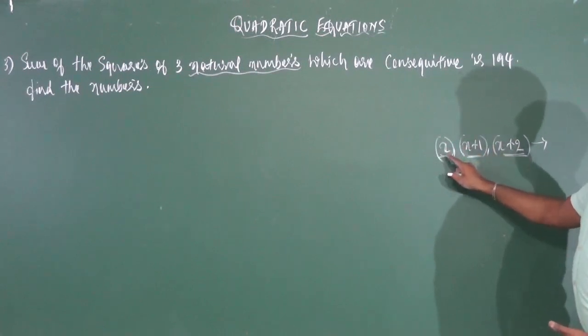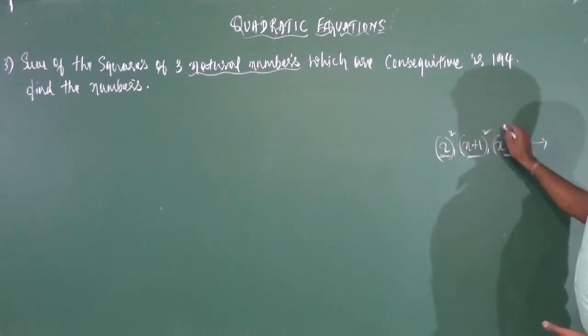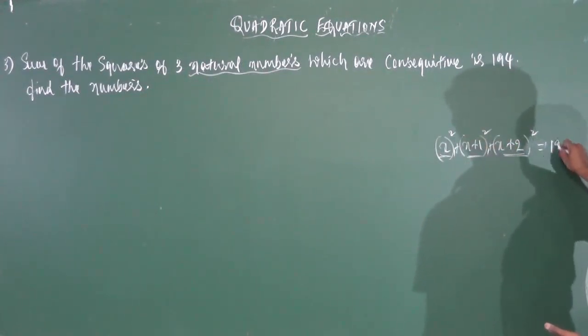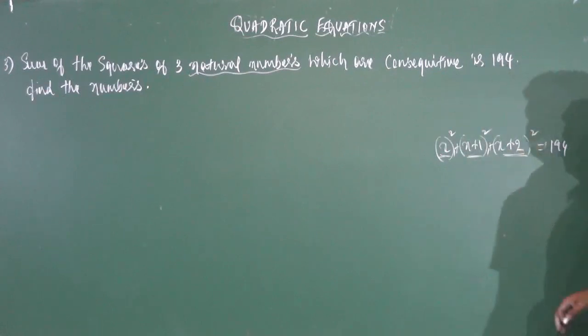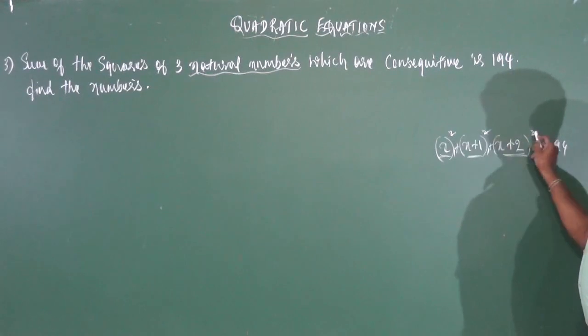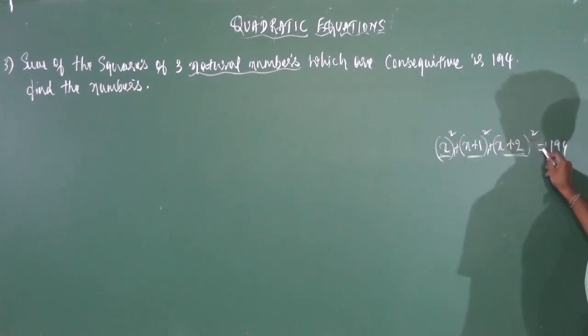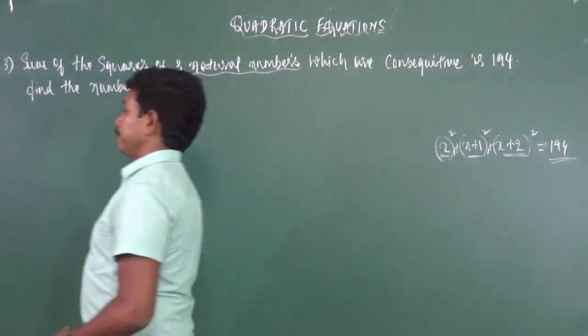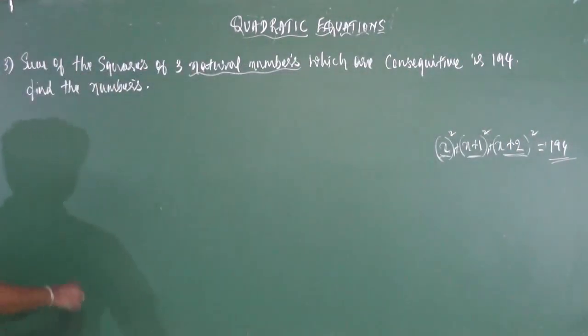So square the first number, square the second number, square the third number, add all the 3, then this sum will be equal to 194. That is, the sum of the squares of 3 natural numbers is 194. You have to find the numbers. Okay. So guessing the numbers style is very important.